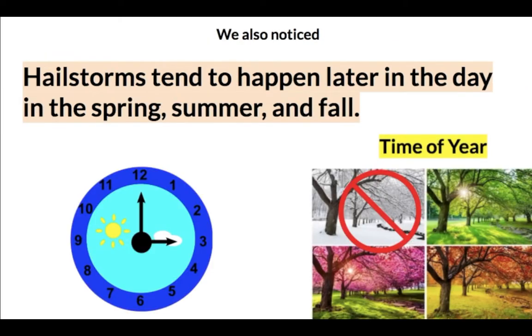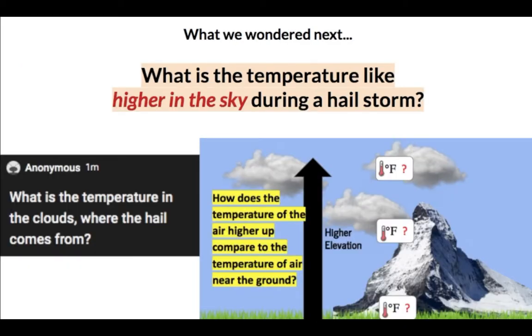When you analyzed data, you also saw that hailstorms tend to happen later in the day in the spring, summer, and fall, which again is really weird. Hail is made of ice. You would think it happened in the winter. So that made us wonder, what is the temperature like higher in the sky during a hailstorm? If it's hotter down here, maybe it's colder up here.